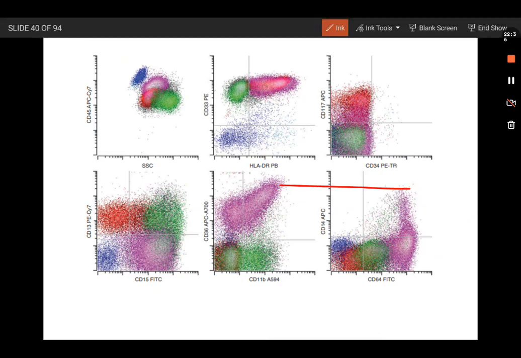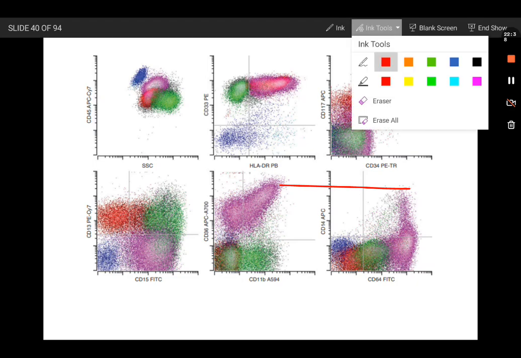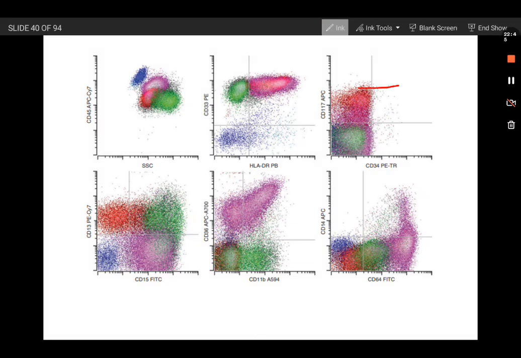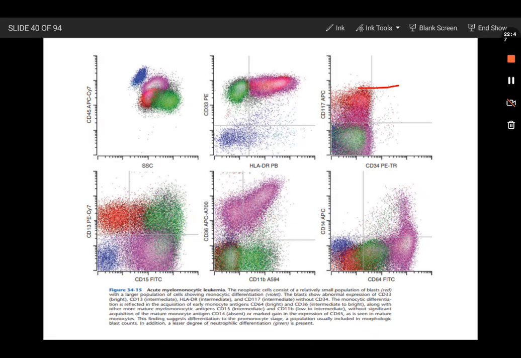Now again coming to the next entity. This is acute myelomonocytic leukemia.